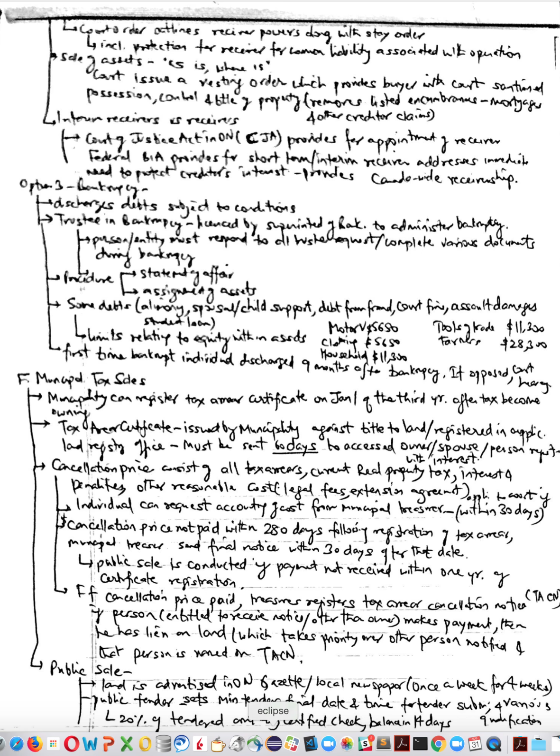The tender is prepared using the prescribed form. The person tendering must state at what price the individual will purchase the property. That individual must enclose a certified cheque, bank draft, or money order for 20% of the tendered amount. The balance must be paid within 14 days of acceptance.